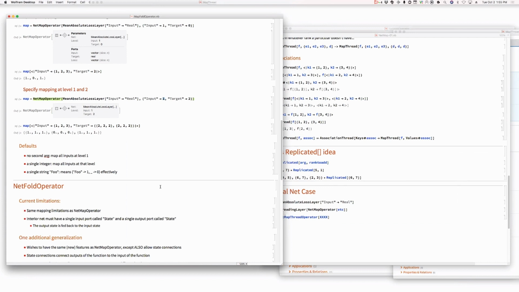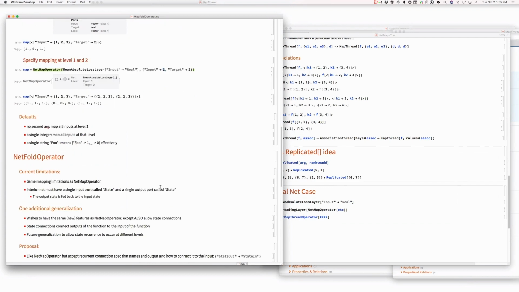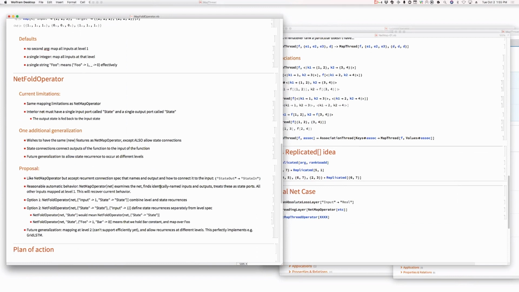Single string means that one is 1 and the rest are zeros. All right, it's harmless, I think. Okay? Okay, cool. So fold operator is the trickier case. Lovely. Okay.